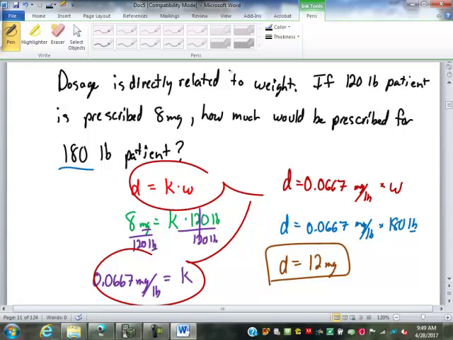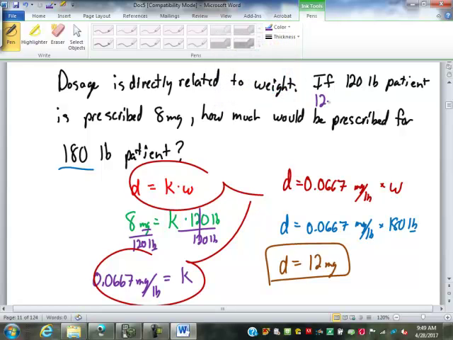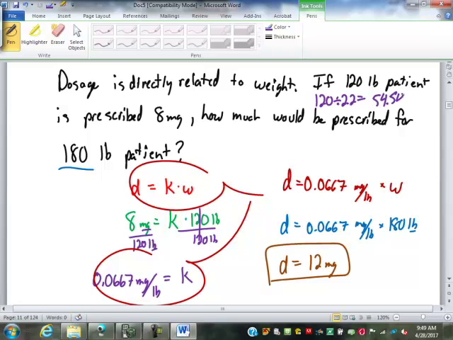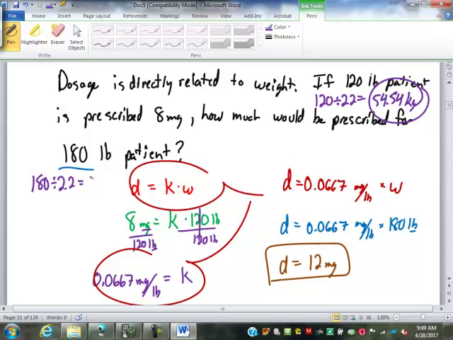If we had chosen to convert those weights into kilograms, this would still have worked. 120 divided by 2.2 would be 54.54 kilograms. 180 divided by 2.2 would be 81.82 kilograms. This probably should have been 54.55 up here, if I was rounding correctly.